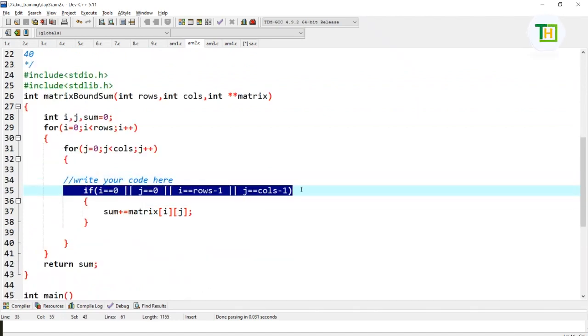If I is equal to 0, I have to add it. If J is equal to 0, I have to add it. If I is at rows minus 1, that means the last row, I have to add it. If J is at the last column, I have to add it. That's why I have to write this logic. Here, everyone, I am writing this one.